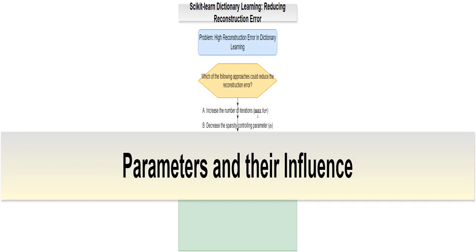This section summarizes how different parameters influence the process. Understanding the role of parameters like alpha sparsity, and max iter iterations, and the choice of solver is crucial for effective dictionary learning. I see a high reconstruction error in scikit-learn's dict_learning. This means the dictionary learned doesn't represent the data well. It's like trying to build with the wrong set of blocks. You can't make the desired structure.